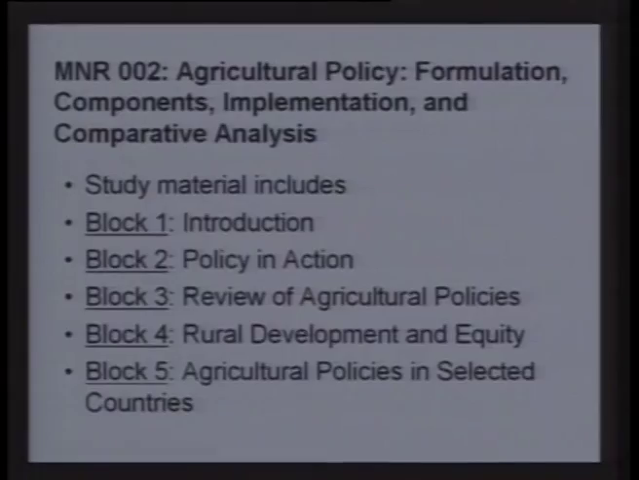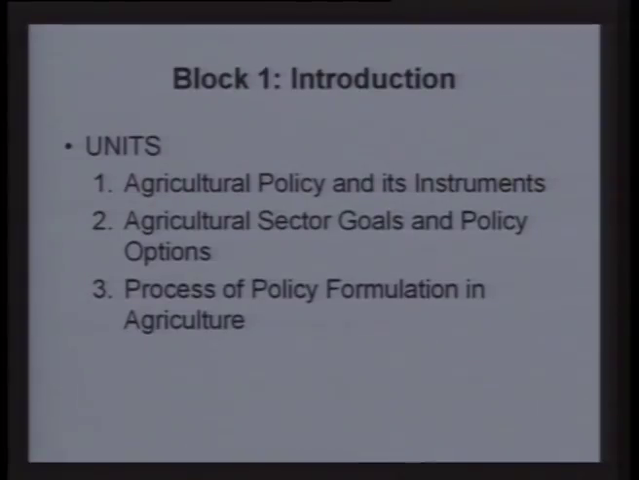Then block 4 is on rural development activity. Then block 5 is related to agriculture policy in selected countries. In selected countries there are policies related to America, the United States of America, European countries, then developing countries like China, Indonesia, Taiwan. We have discussed block 1, the introduction. In this there are 3 units. Unit 1 is related to agriculture policy and its instruments.